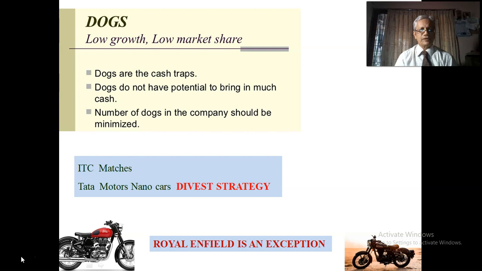The only exception we can talk about under this category, quite well known to everybody, is the Royal Enfield motorcycle, which was basically from the dog business. Today they have become a star category business, because they were able to reposition the product as a very cost-effective alternative to high-end bikes in the global market itself. So Royal Enfield, a dog becoming a star, is a very, very interesting case study. There are few exceptional cases like that in the world, and this is one such case.